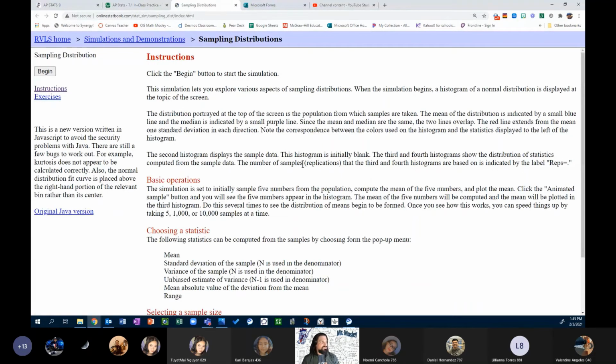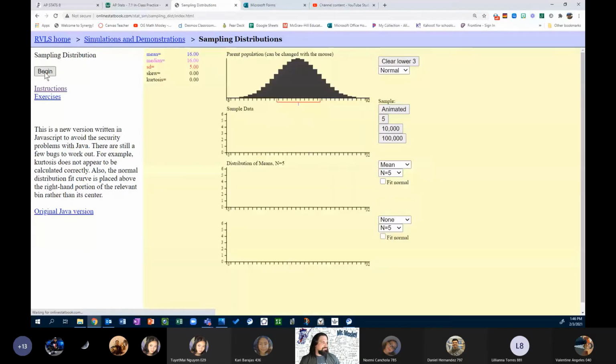So first, you get the instructions. You're welcome to read those if you like. We're just going to jump into the sample. So we're going to hit begin. So we get this screen of stuff here. The top histogram is our parent population. So this is a representation of the parameter, so to say.